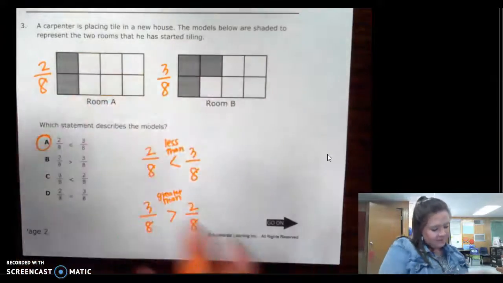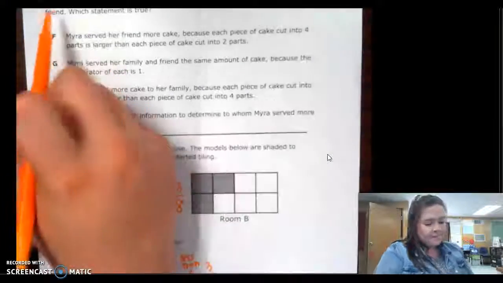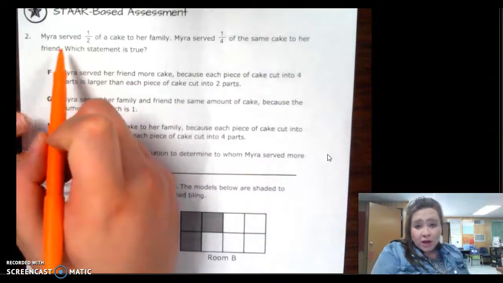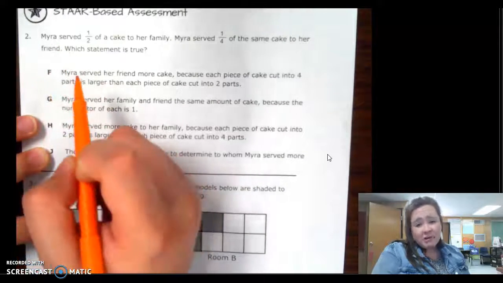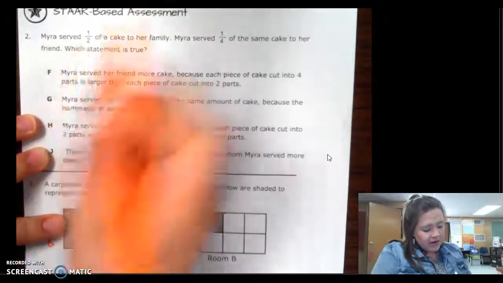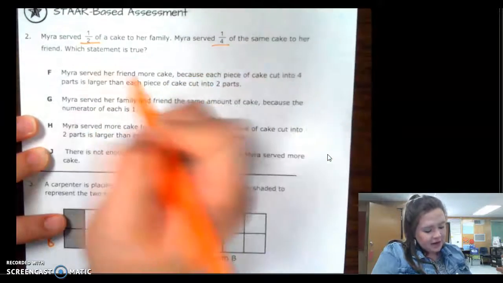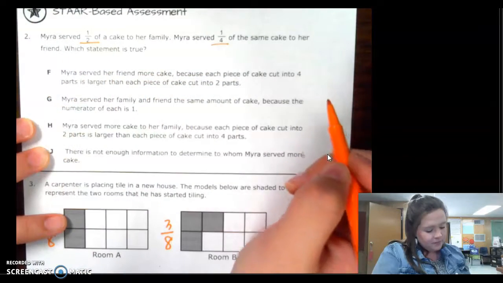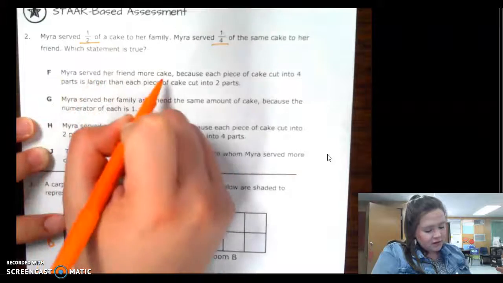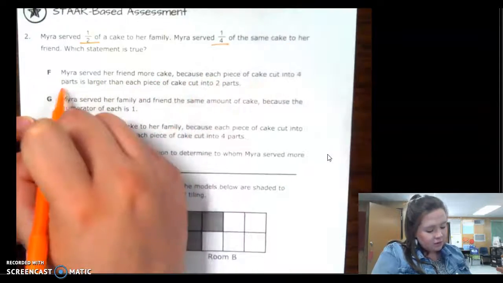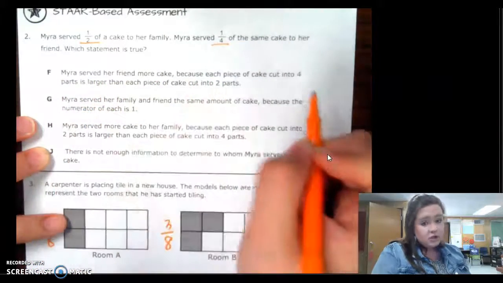Letter A. All right. Here's another really wordy problem. There's a lot of words to this and it's a lot of reading. Myra served 1/2 of her cake to the family. Myra served 1/4 of the same cake to her friend. Which statement is true? Myra served her friend more cake because each piece of cake cut into 4 parts is larger than each piece of cake cut into 2 parts.